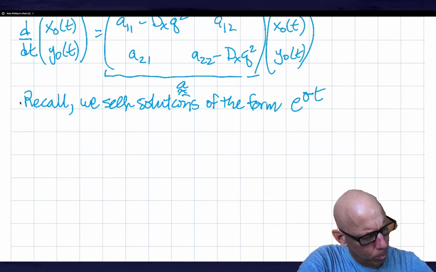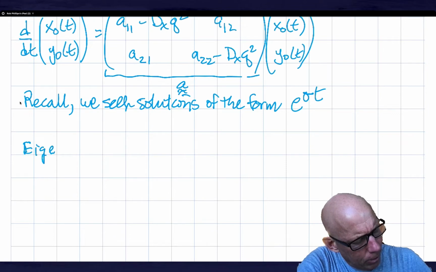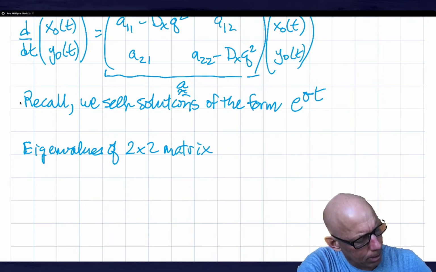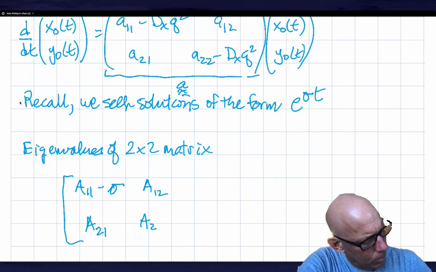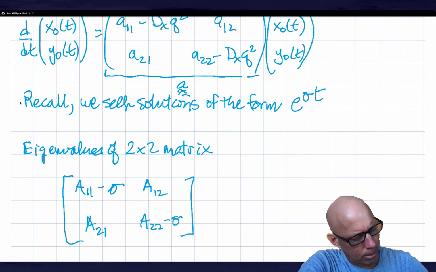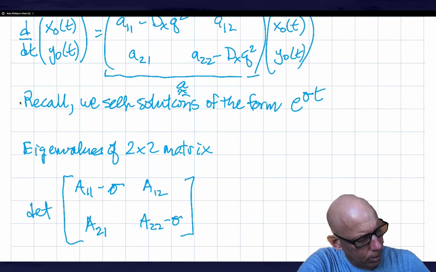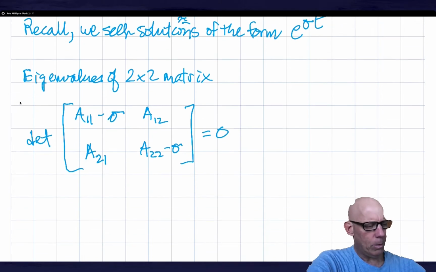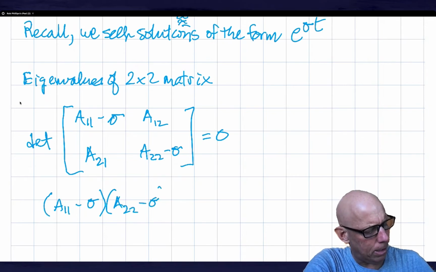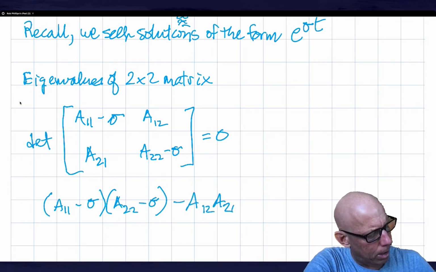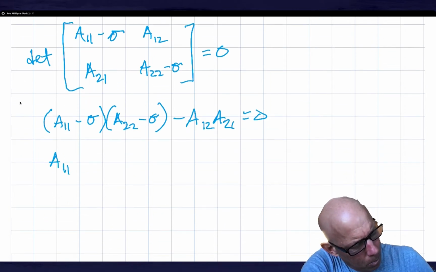So what is that? Let's review what that means. If I want the eigenvalues of a 2 by 2 matrix, let's just write it out explicitly. So I have the matrix A11 minus sigma, A12, A21, and A22 minus sigma. That's the matrix that I want, and I need the determinant of that thing to be equal to 0. So what does that correspond to? Let's multiply it out. The determinant is (A11 minus sigma)(A22 minus sigma) minus A12 A21 equals 0. This gives me A11 A22 minus A12 A21.